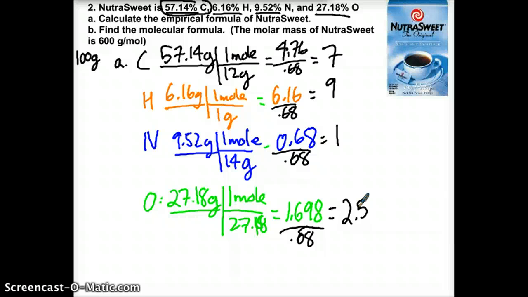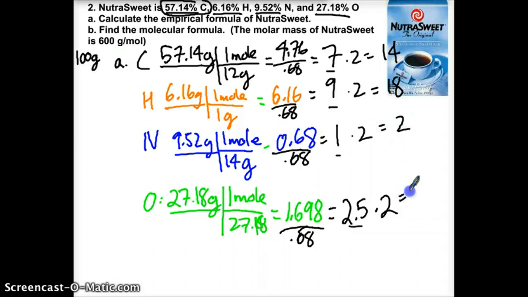Decimal. What do? We don't like seeing decimals in our formulas. So what I need to do is I need to multiply all of these numbers by something that will make them all a whole number, a whole integer. So what can I multiply them all by? Well, oxygen, 2.5. Let's multiply everything by 2. So now what I get is 14, 18, 2, and 5. So there we go. Now I have my whole number ratios.